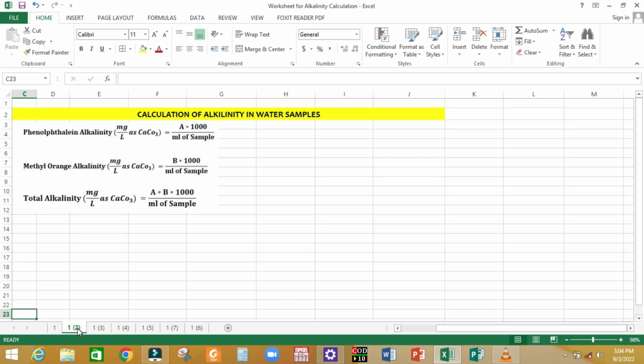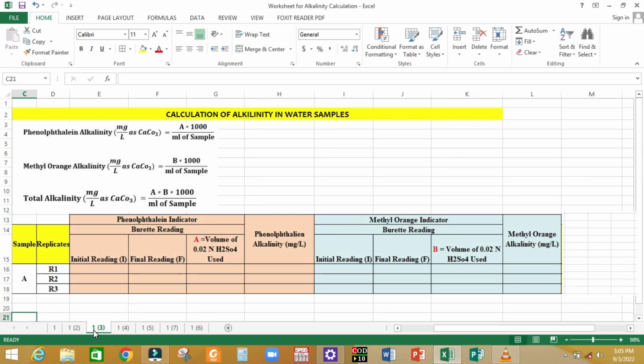So as we already seen earlier, we first have to find out the phenolphthalein alkalinity of the water samples, then the methyl orange alkalinity, then at last the total alkalinity. In order to make the calculation easy, I've already prepared the format of how the data should be arranged. So arrange the data in this format.